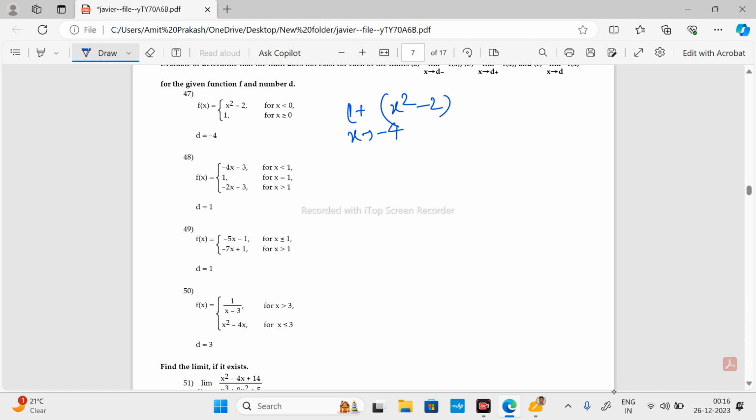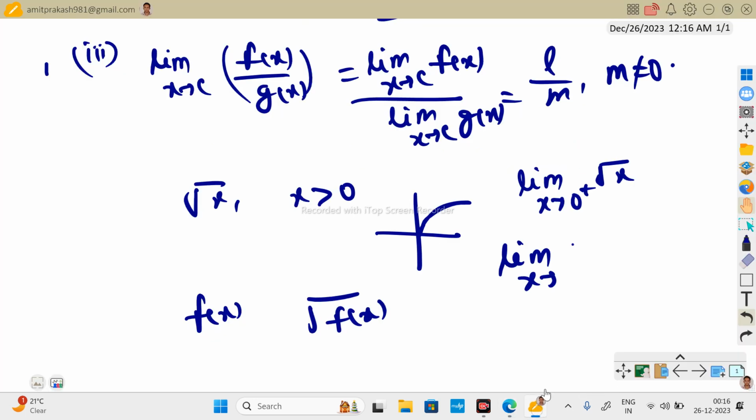Why? For any x less than 0 the function is f(x) equals x squared minus 2, and we know that -4 is less than 0. So -4 is less than 0, so we use that definition of the function here. So this equals (-4) squared minus 2, and this is 16 minus 2 equals 14. This is the value of the limit at x equals -4.